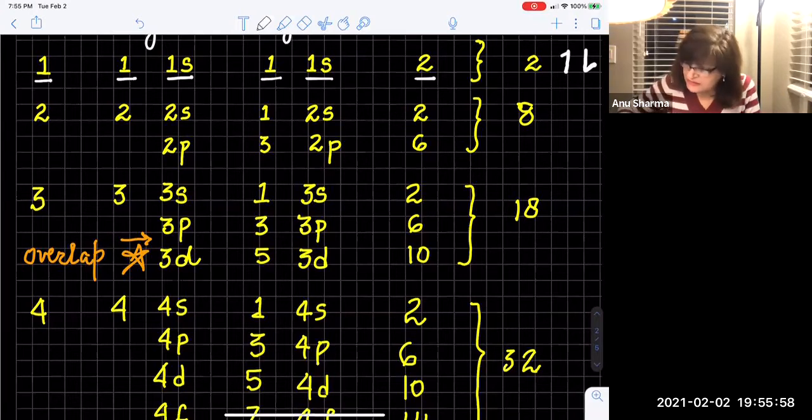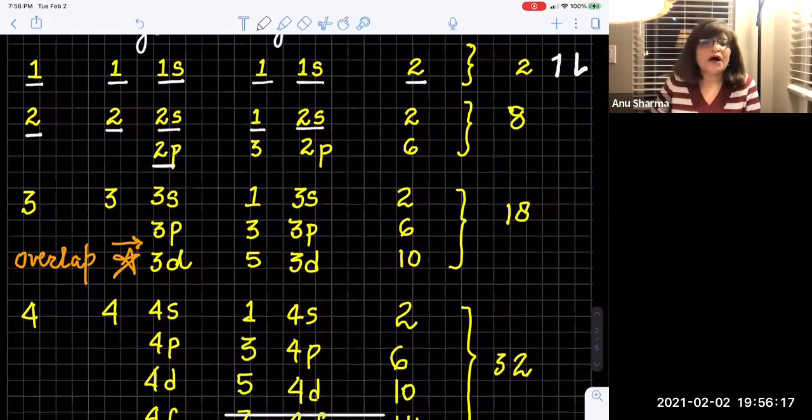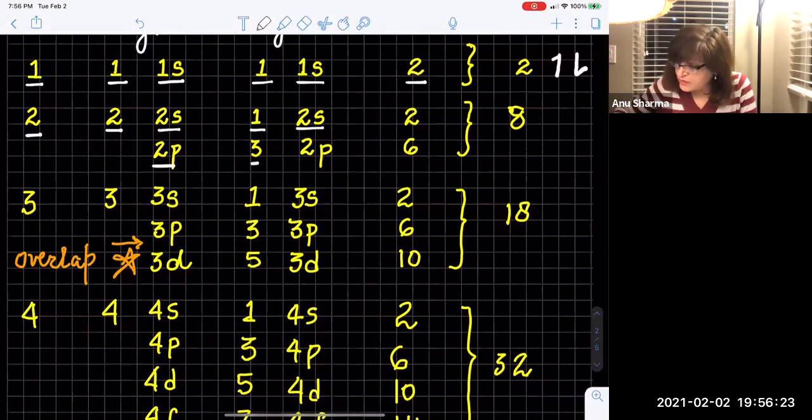Next is the second shell, made up of two subshells. That is why you see this number here. Those two subshells are named 2S and 2P. S is again one street with one house, and the house is 2S. The P street has three houses, and the name is 2P.